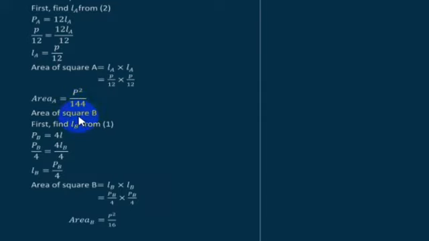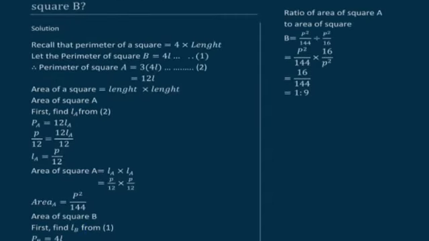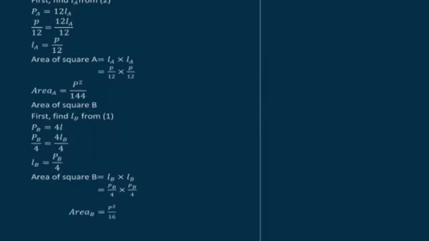So we do the same for square B. The area of square B, first we find the length of square B from equation 1. Let's go back to equation 1. Equation 1 is 4L. Perimeter of square B equals 4L. So we're going to find the length of square B from this equation 1.